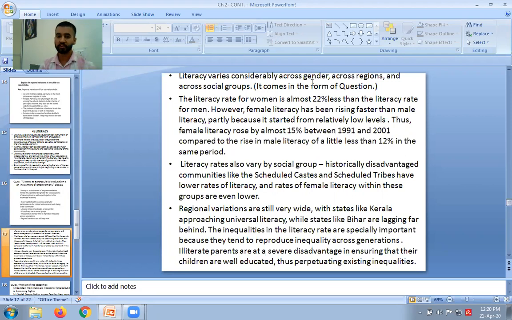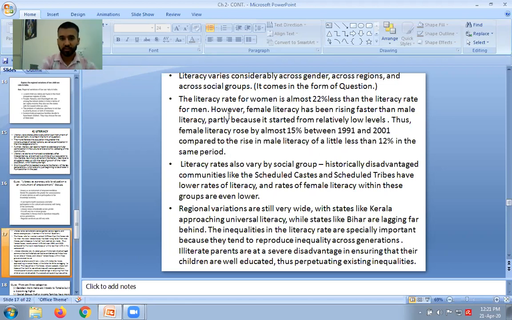Males have a higher literacy rate, females don't have a higher literacy rate, but the data is improving day by day. Nowadays, females are also getting a lot of education. They are also becoming literate, right? And when I say regions, then we talk about different states. Southern states have a good literacy rate as compared to the states of central India or northern states, right? And when I say social groups, then we talk about SCs, STs, all right?